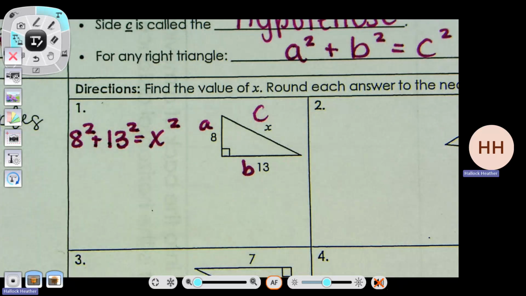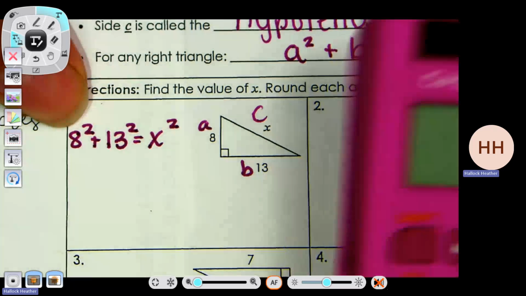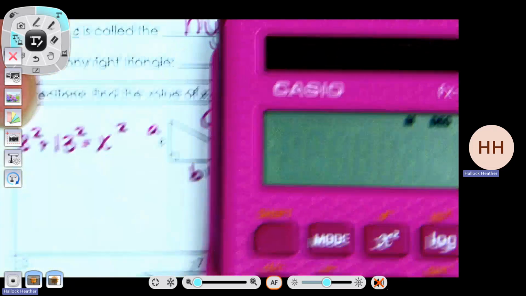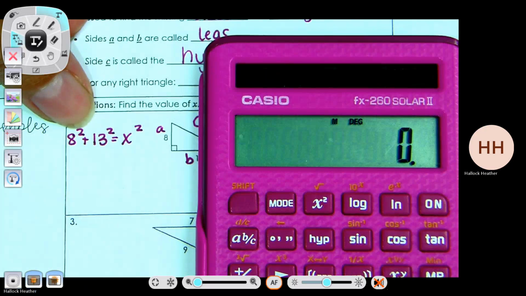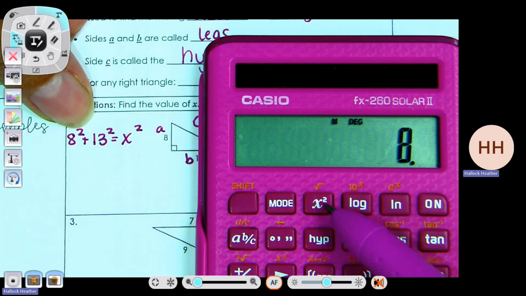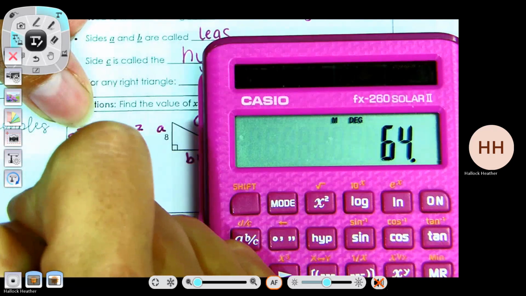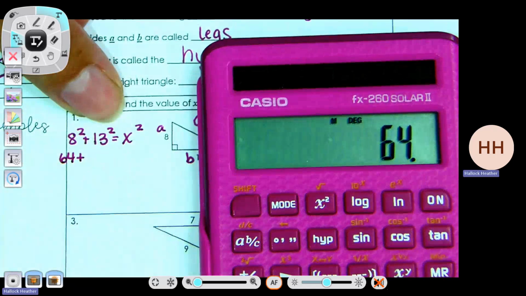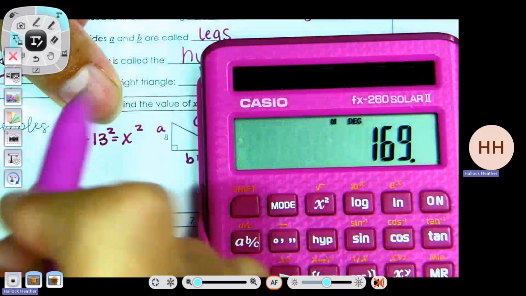Do we remember doing this? Okay. So now we're going to simplify. So 8 to the power of 2, if you do not know where your power button is in your calculator, I'm about to show you. So we're doing 8 to the power 2. You should know this off the top of your brain, but 64. If you don't know, this button right here, X squared, will make it go to the power of 2, which is 64. What about 13 squared? 13 squared is 169.